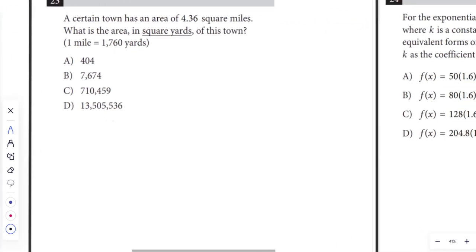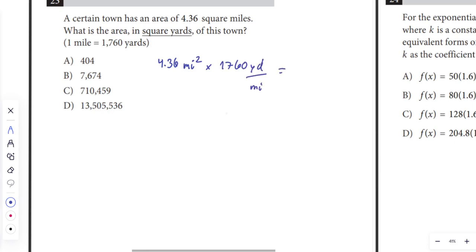Question 23 says, a certain town has an area of 4.36 square miles. What is the area in square yards of this town? Okay, let's start with the 4.36 miles squared. And we have a conversion factor that's actually given. 1 mile is 1760 yards. 1760 yards in a mile.